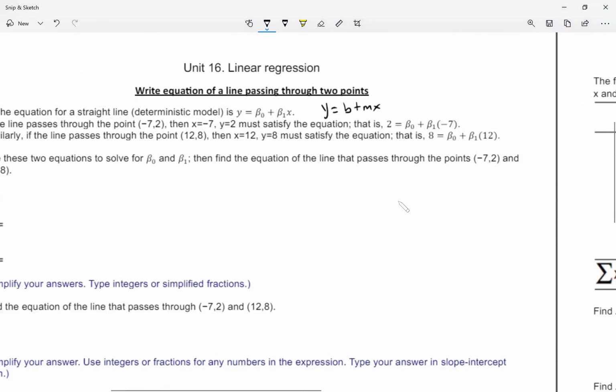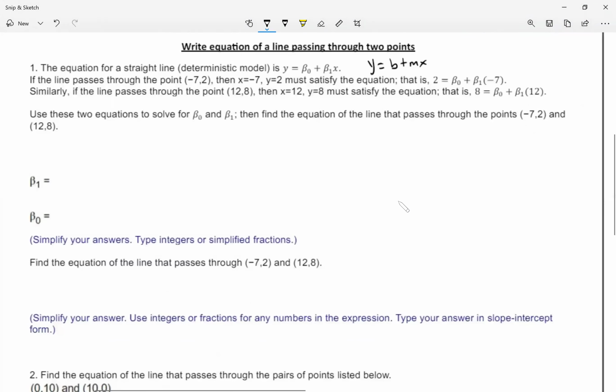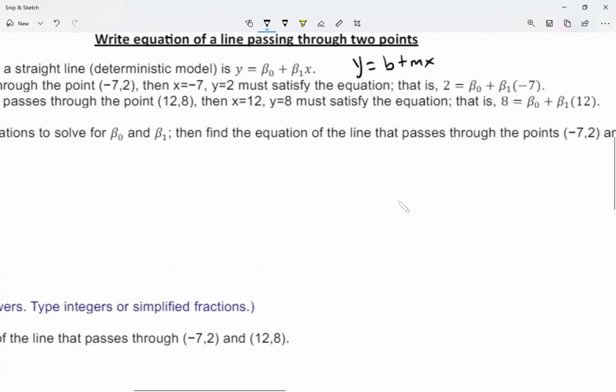Now here, we're going to say if the line passes through the point -7, 2, then that means x equals -7 and y equals 2, and you must satisfy the equation: 2 is equal to beta 0 plus beta 1 times -7. Notice how I'm using this equation: y is equal to beta 0 plus beta 1 times x. However, I gave you one point, -7, 2. That basically means x equals -7, y equals 2, and I replaced the values that I knew.